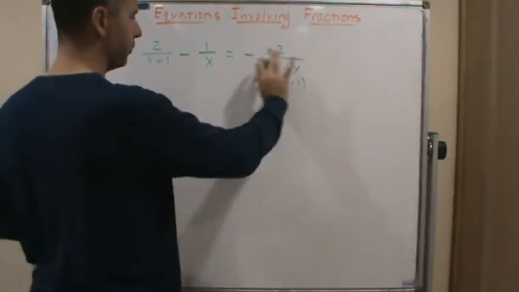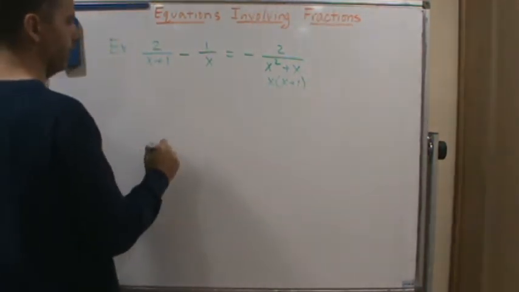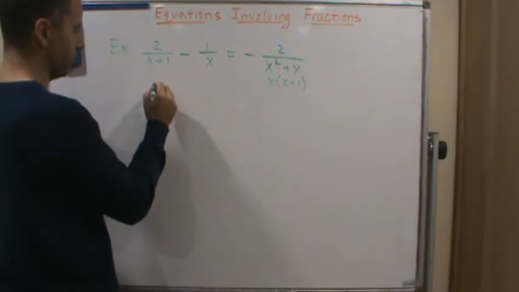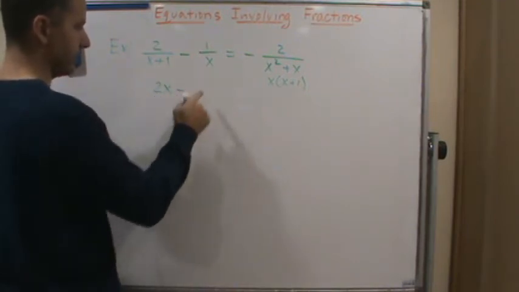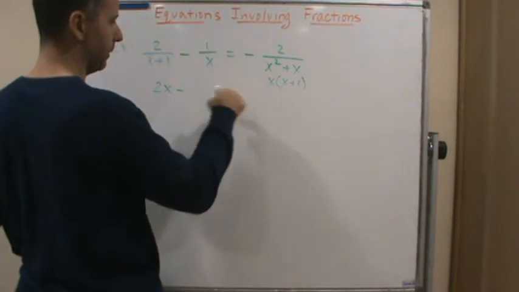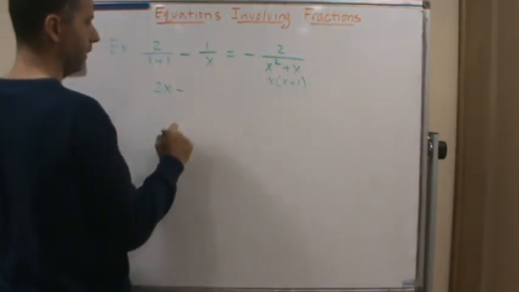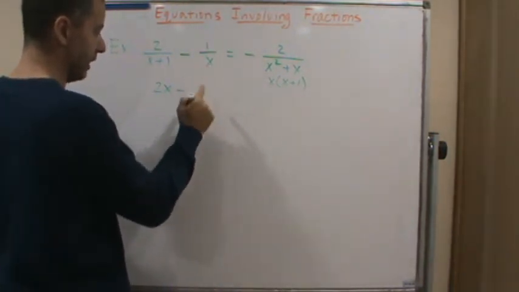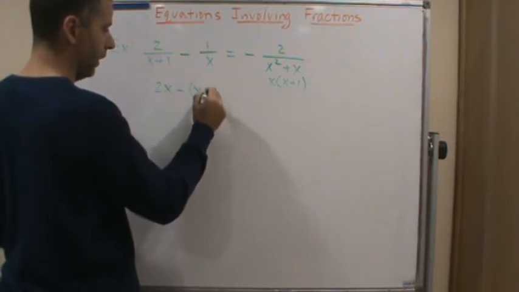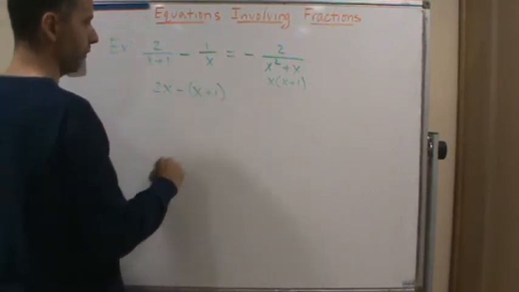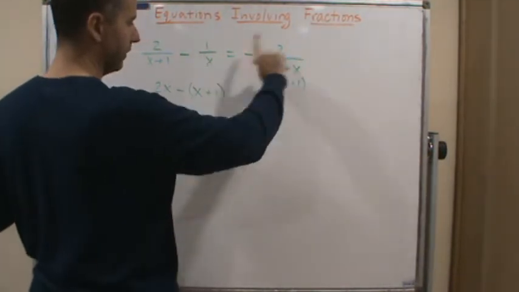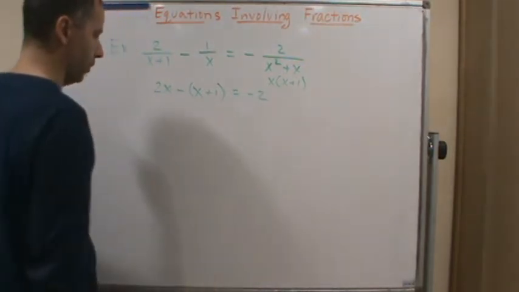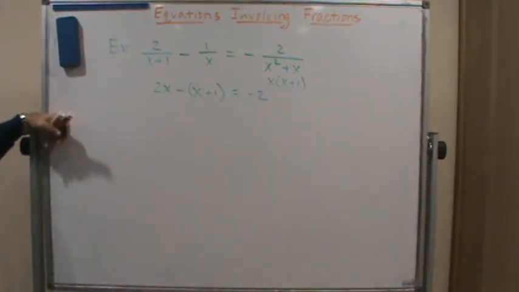Now if we multiply through by x times x plus 1, the x plus 1 is going to go away, so we get 2x minus, here we get the x, so we need to multiply the top and the bottom, so we're missing the x plus 1. If we multiply through by the least common divisor, the x is going to cancel out, and we're left with x plus 1. And then here, if we multiply through by the least common divisor, the whole thing goes away, so we end up with negative 2. And that's where we end up.